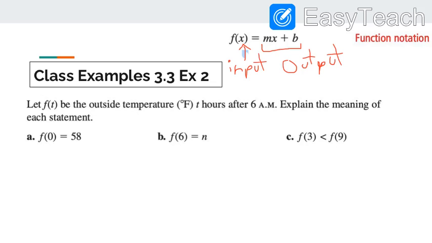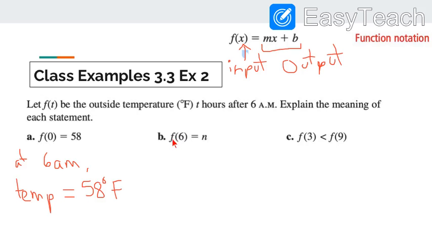Okay, so looking back at our problem, f of t is the function for the temperature t hours after 6 a.m. Explain the meaning of each statement. Here our value of t is 0, meaning it's 0 hours after 6 a.m. So at 6 a.m. the temperature is 58 degrees.